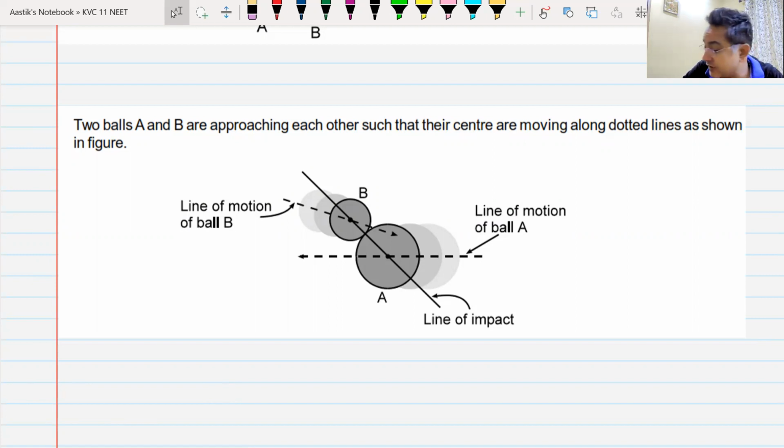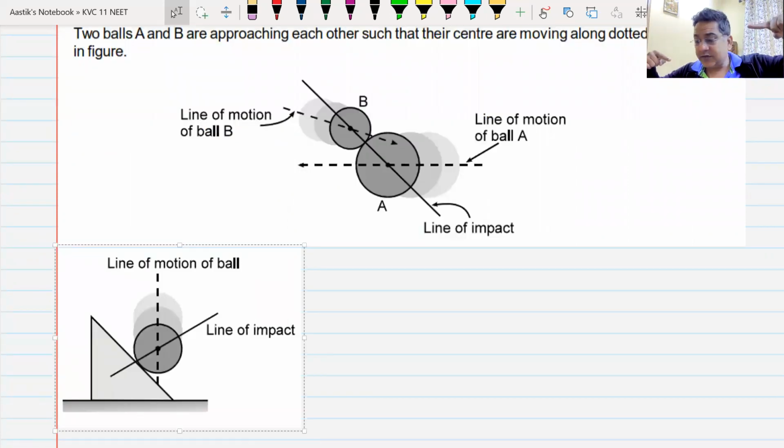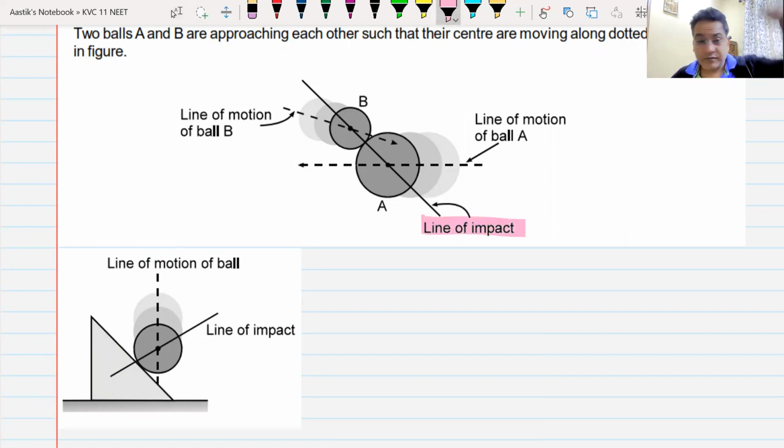And I will show you one more diagram, so that you can just draw this and understand that the line of impact is always along the common normal. This is what you have to understand. And these are the two examples. You can see in this example, balls are moving in different directions, but the line of impact is along the common normal. Here, a ball is falling on a wedge. The line of impact is along the common normal. Do we see this, everyone? Yes or no?